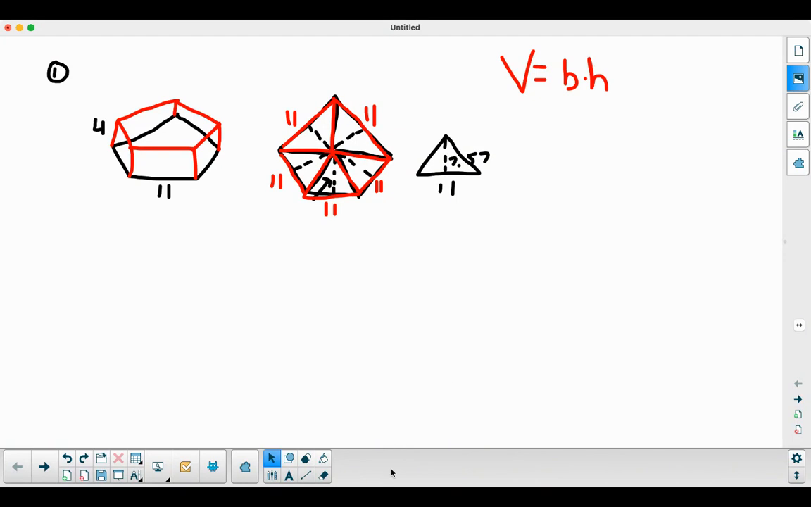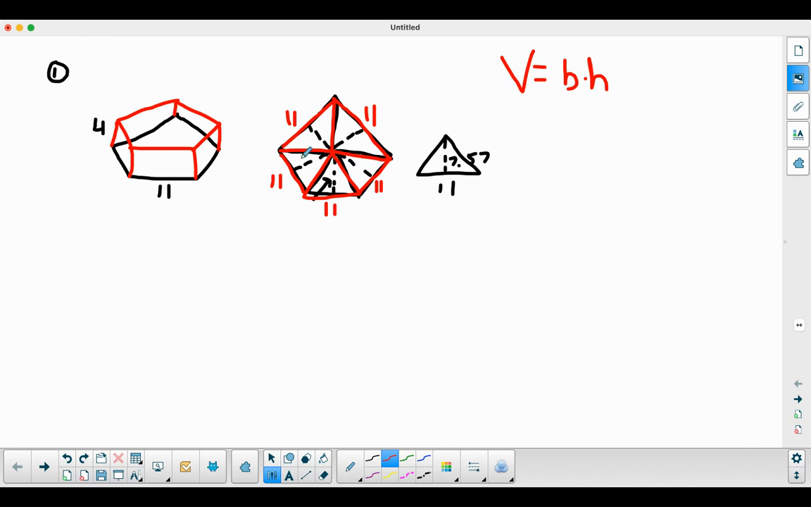Hey, so this is a video about finding the volume in problem number one. In problem number one, we have a prism that has a pentagon for a base. So the bottom is a base, and it's important to note that the top of this prism is the same identical pentagon, because we're going to use that layer for surface area.